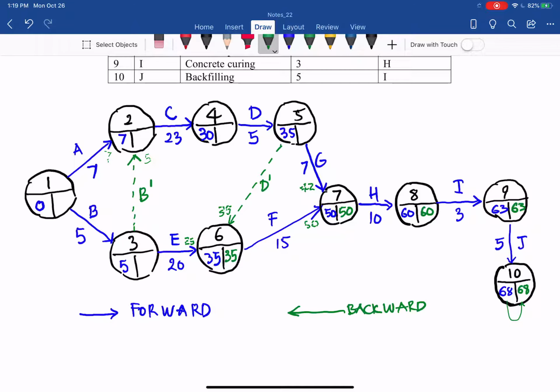50 minus duration for G, 7. So you have 43. And then you have 6 to 5. You have 35 minus D apostrophe 0, so you have 35. And that's 35 and 43. You get the minimum, so it will be 35 backward minimum. 35 minus 5, 30.